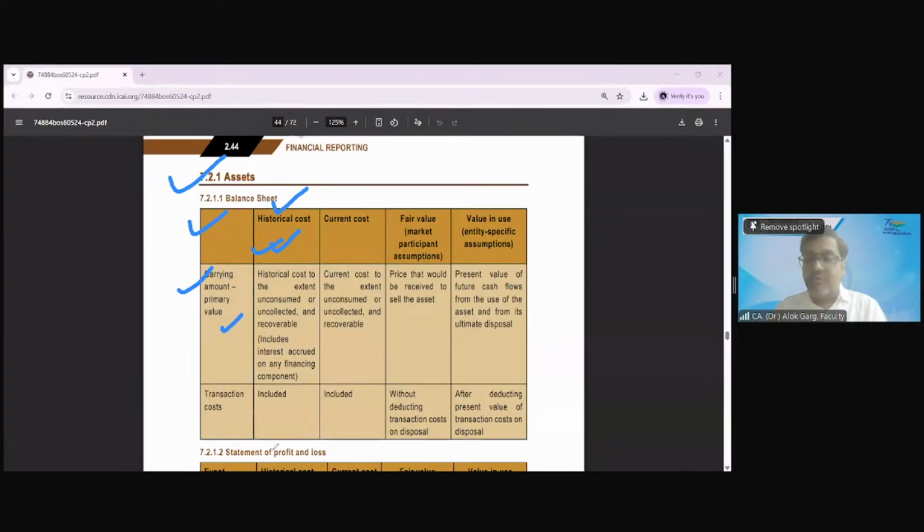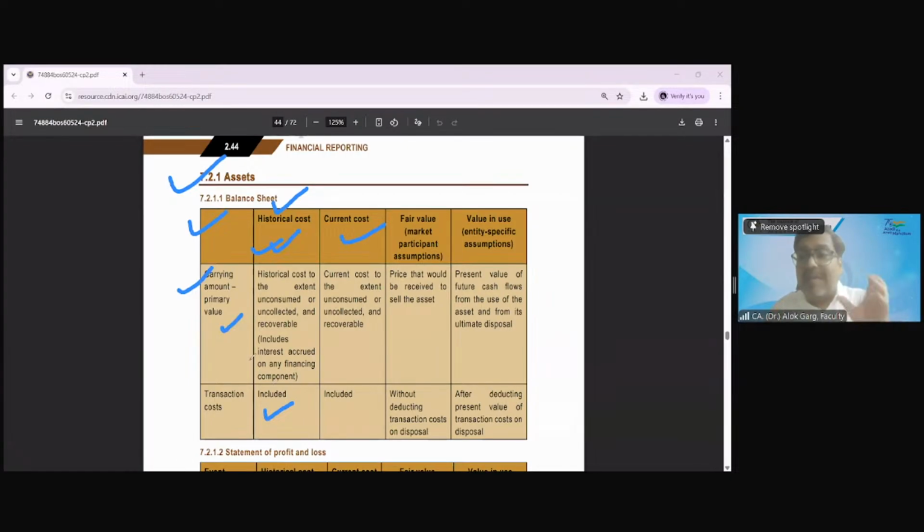And while using the historical cost approach, if there is any directly attributable cost, any transaction cost, you will also include that cost. आप करते हो ना उसको ऐड, मशीन के साथ आप इंस्टॉलेशन भी तो ऐड करते हो, ट्रांसपोर्टेशन कॉस्ट भी तो ऐड करते हो, कार के साथ भी तो आप रजिस्ट्रेशन कॉस्ट को ऐड करते हो. Current cost. What is your current cost, right?